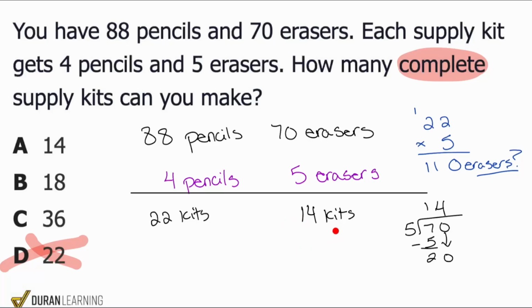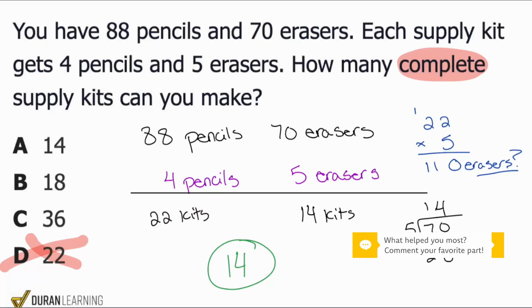Because if we made 15 kits, we would need 75 erasers, and we don't have that. So we can't make any more than 14. As much as we want to convince ourselves that 22 would work, the answer is a maximum of 14. And that's the answer choice A, 14.